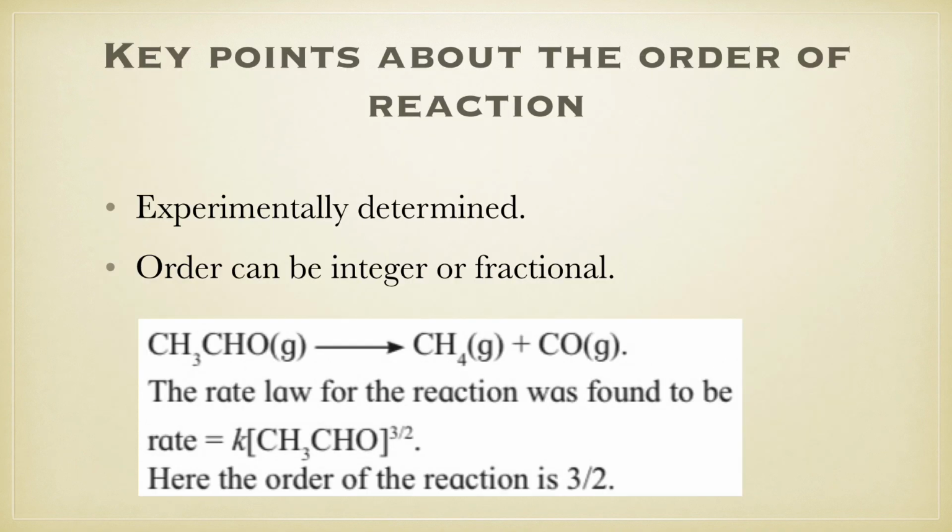Now we will see the key points about the order of reaction. So first one, very important. What is that? It is an experimentally determined value. Okay. Next one, order can be an integer or a fraction. We will see one example of that. The reaction, that is acetaldehyde, gives methane and carbon monoxide. Okay, so the rate law for the above reaction is given as rate is equal to K concentration of CH3CHO raised to 3 upon 2. So the order of reaction over here is 3 upon 2. Okay, so hopefully you understood order can be an integer or a fraction.